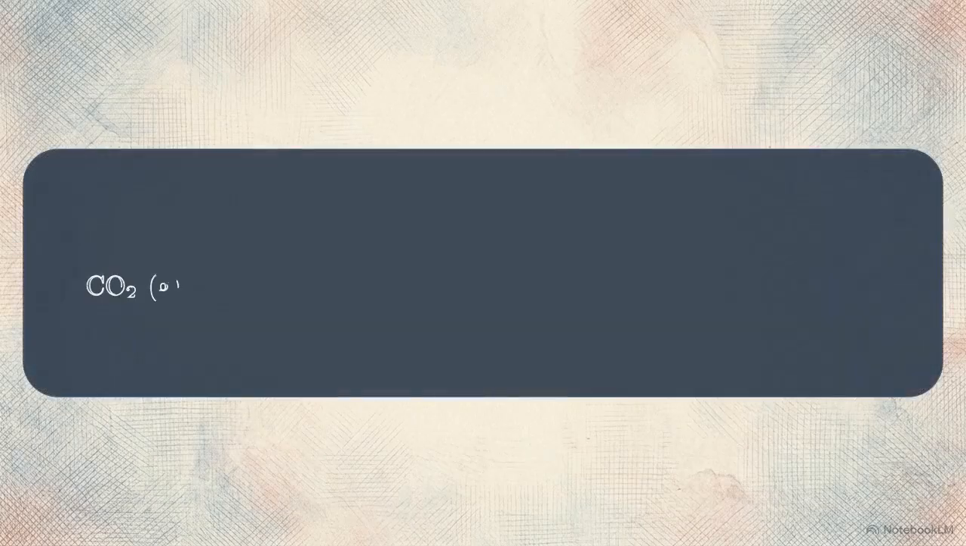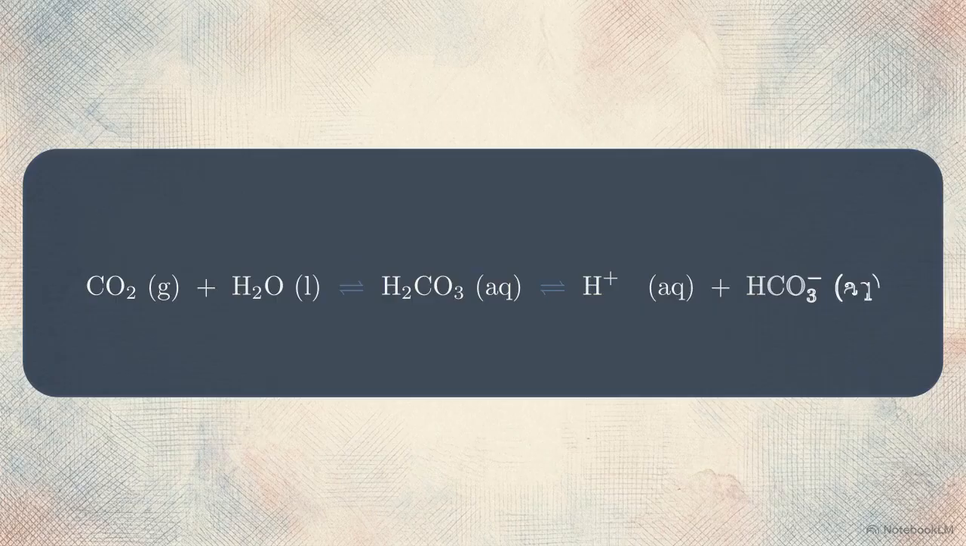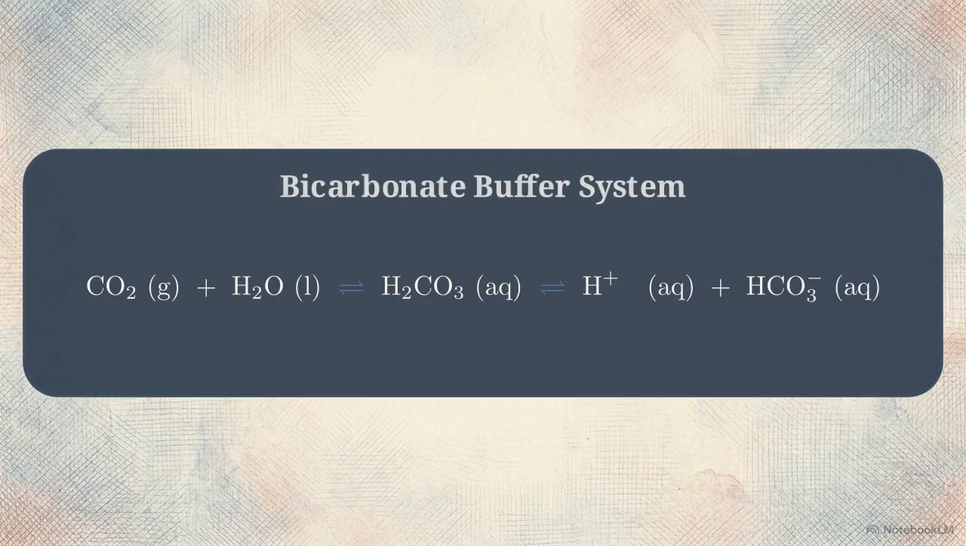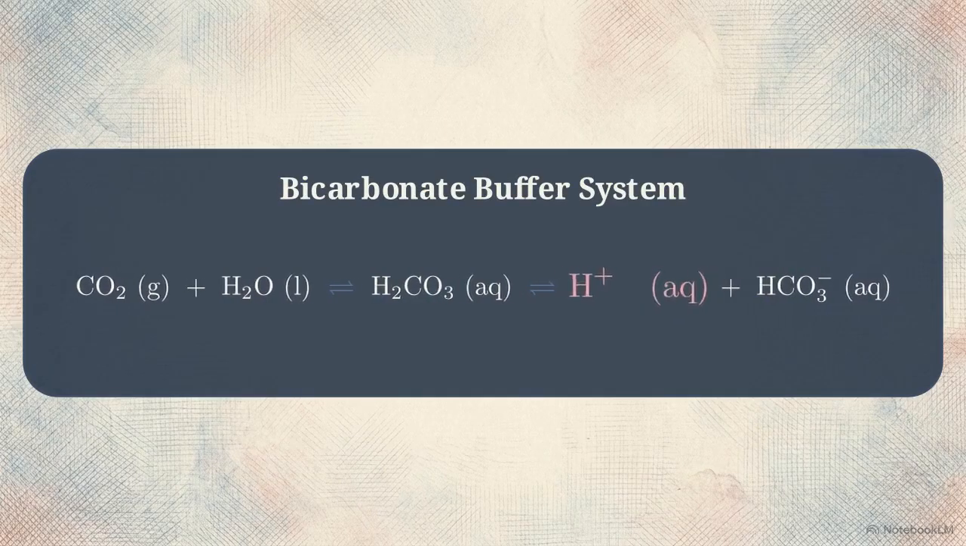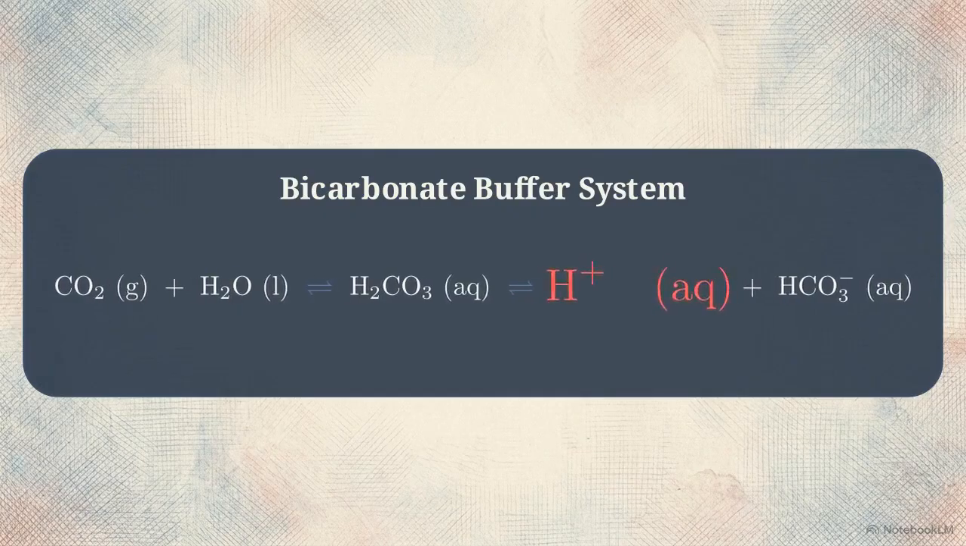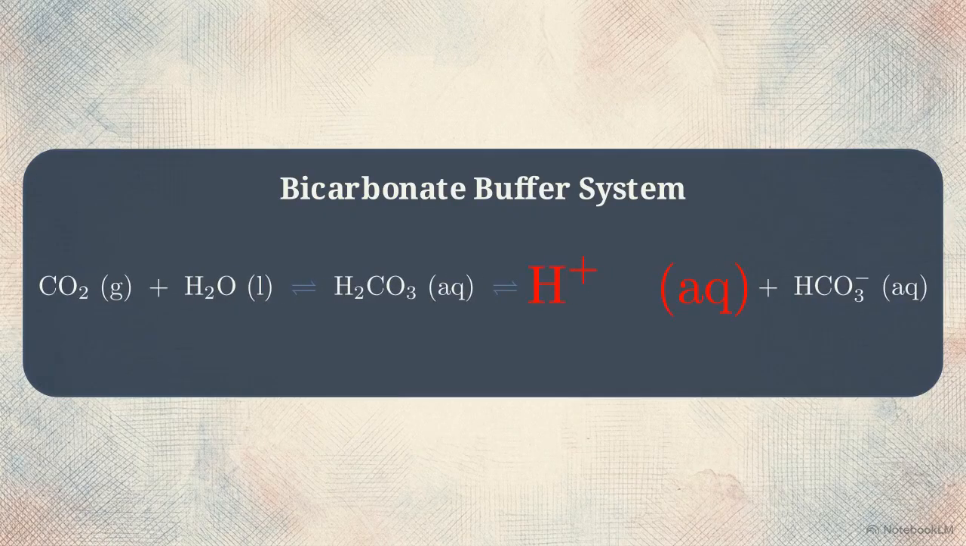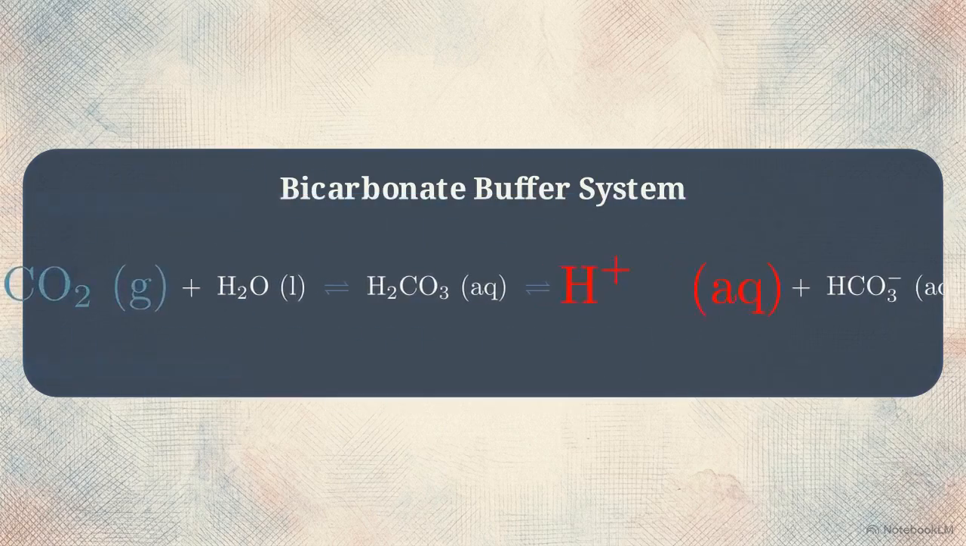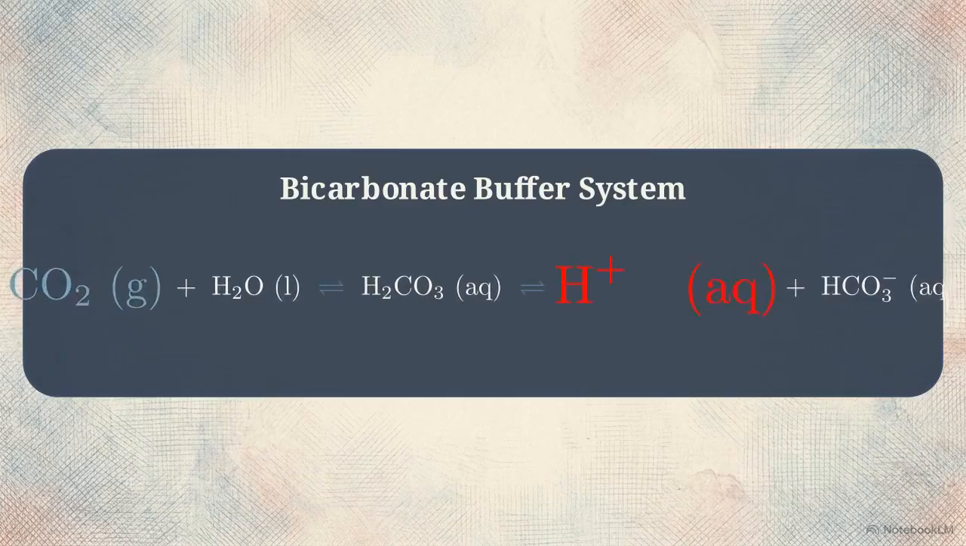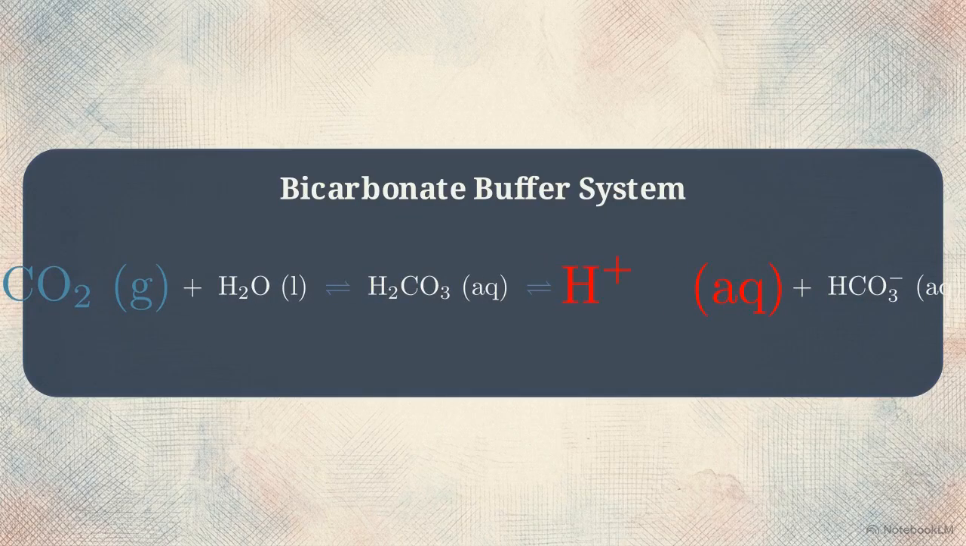Physical air displacement drives chemical equilibrium within the pulmonary capillaries. This is the bicarbonate buffer system. In metabolic acidemia, hydrogen ion concentrations spike aggressively. Le Chatelier's principle demands the system counteract this spike. The equilibrium shifts left, generating excess carbon dioxide.